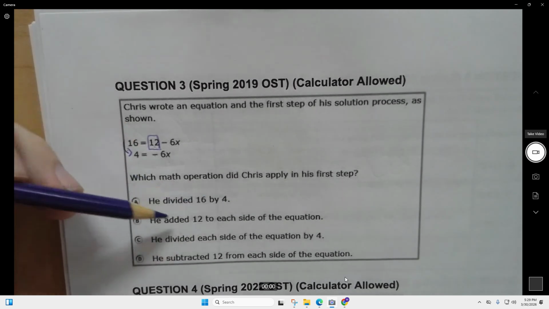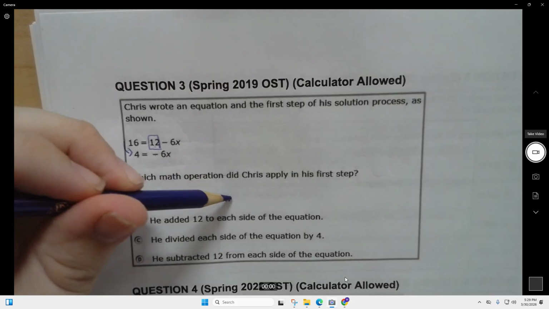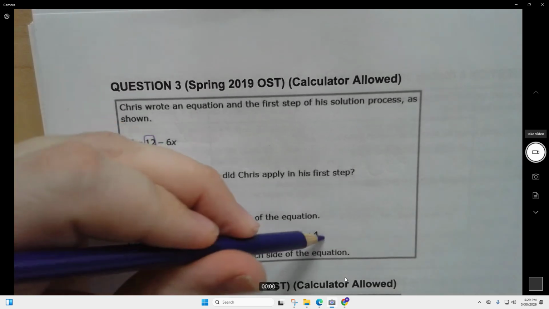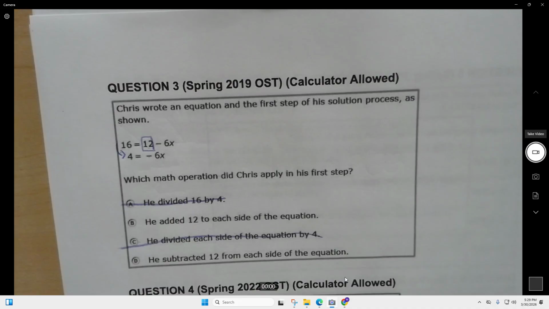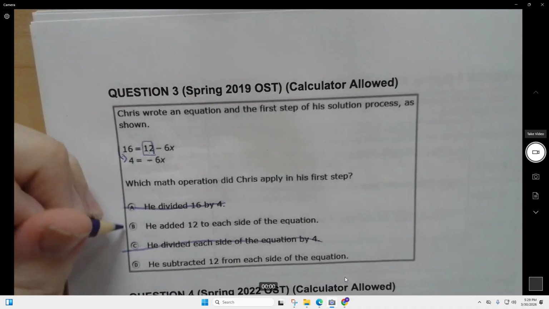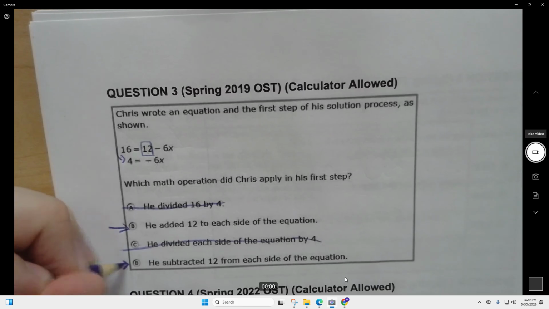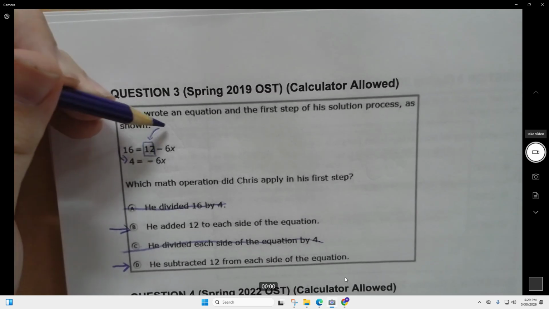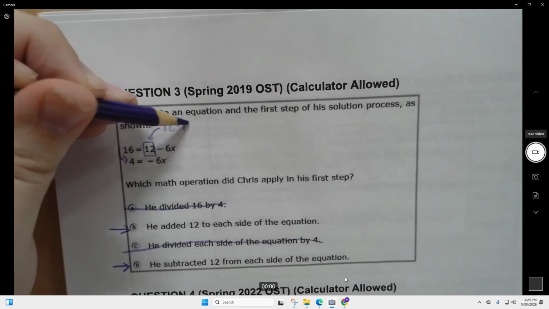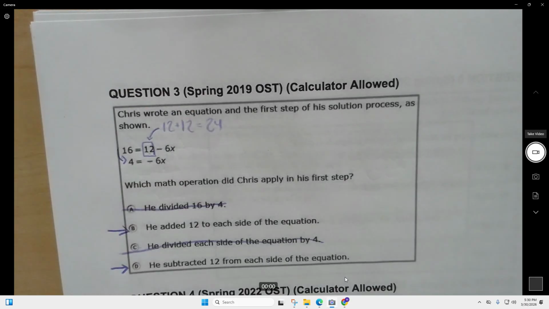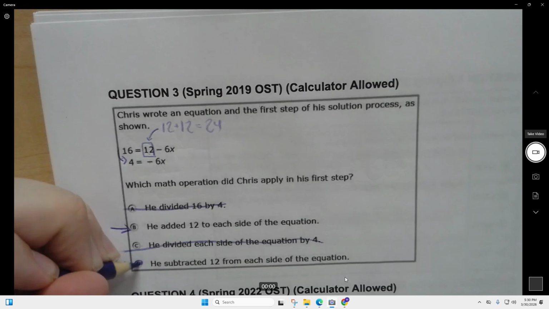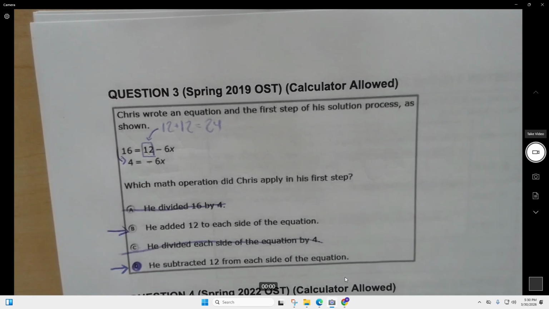Well, he divided 16 by 4. Nothing to do with anything. Doesn't involve the 12. He divided each side of the equation by 4. Nothing to do with anything. Doesn't involve the 12. So now we're left with either he added 12 or he subtracted 12 to each side of the equation. Well, what happens if you add 12? 12 plus 12 is 24. That doesn't make the 12 go away. That, in fact, makes the 12 bigger. So what he must have done to get the 12 to go away is subtract 12 from each side of the equation.